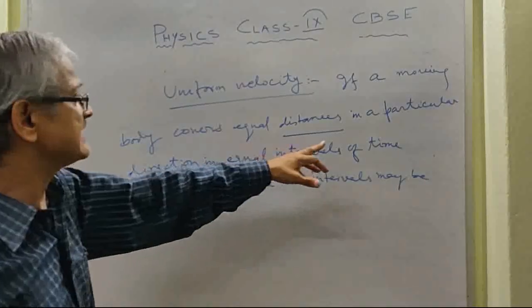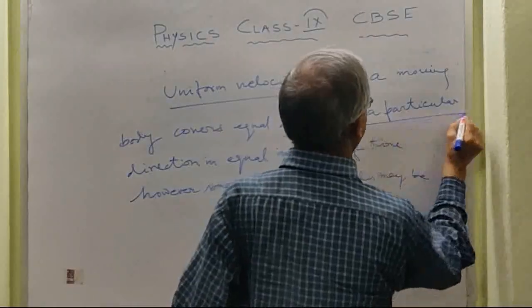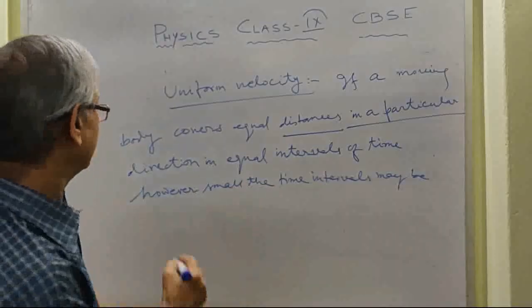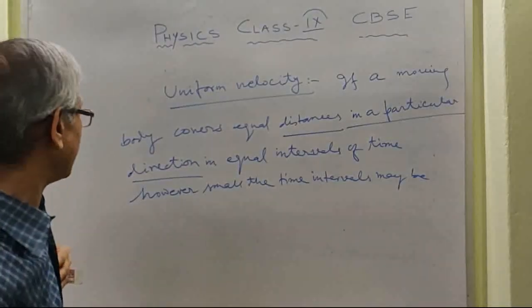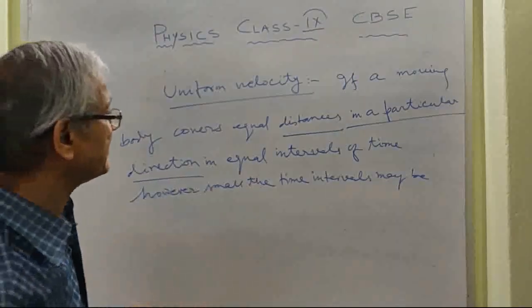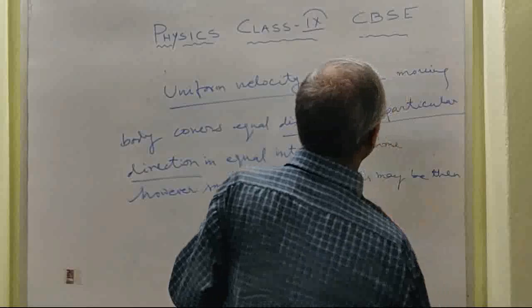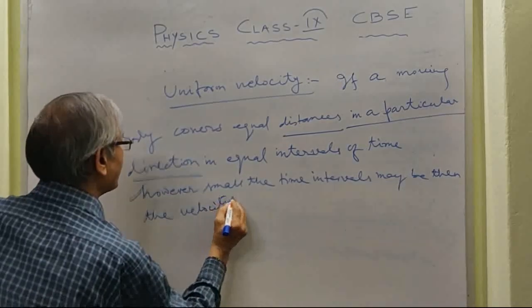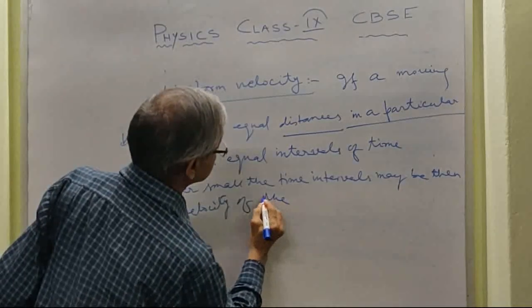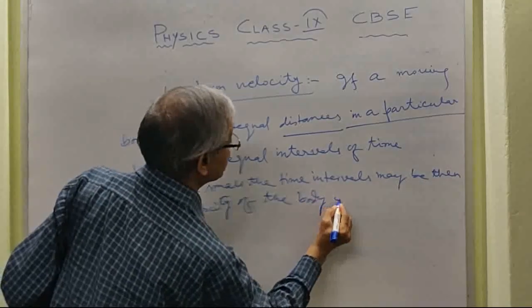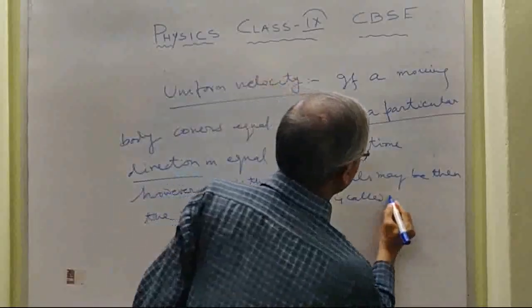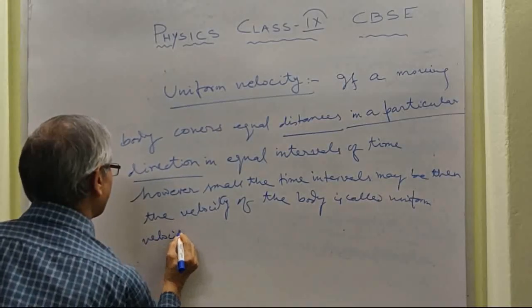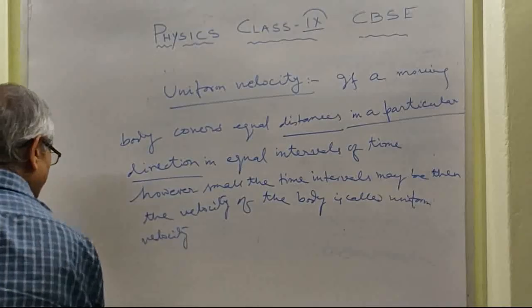If a moving body covers equal distances in a particular direction in equal intervals of time, however small the time intervals may be, then the velocity of the body is called uniform velocity.